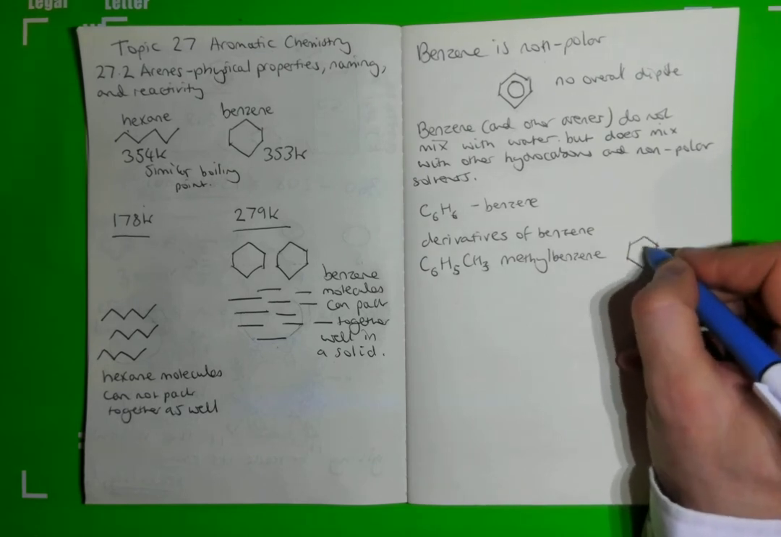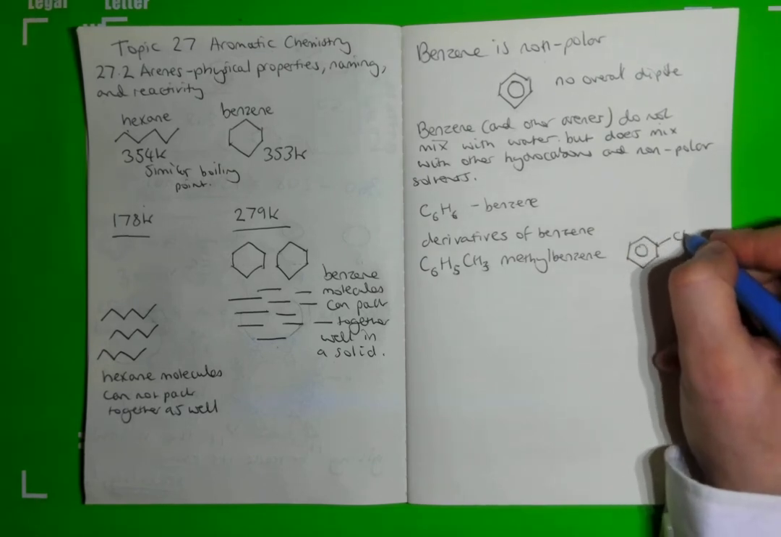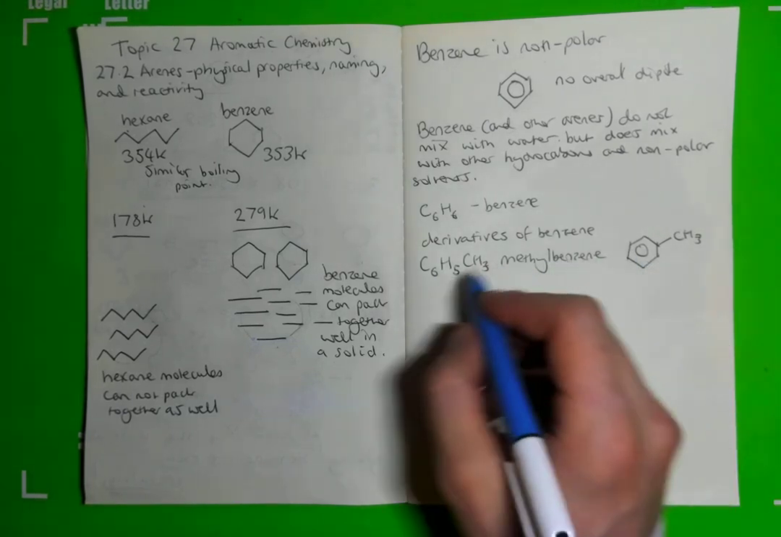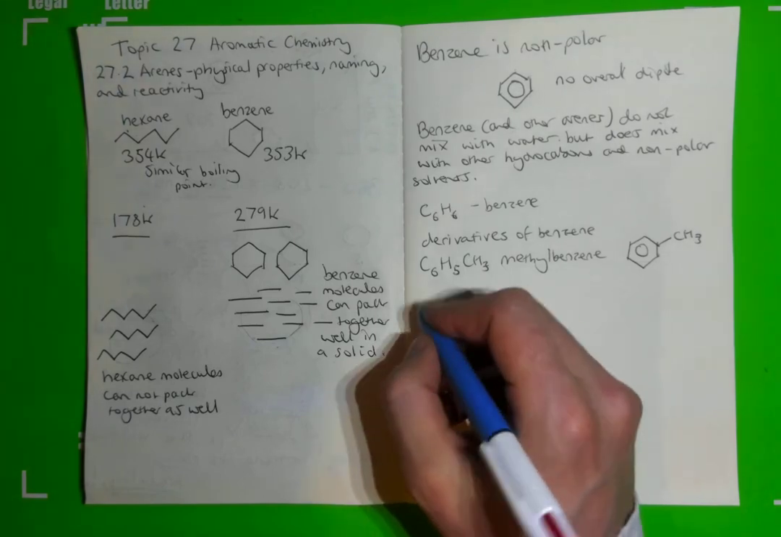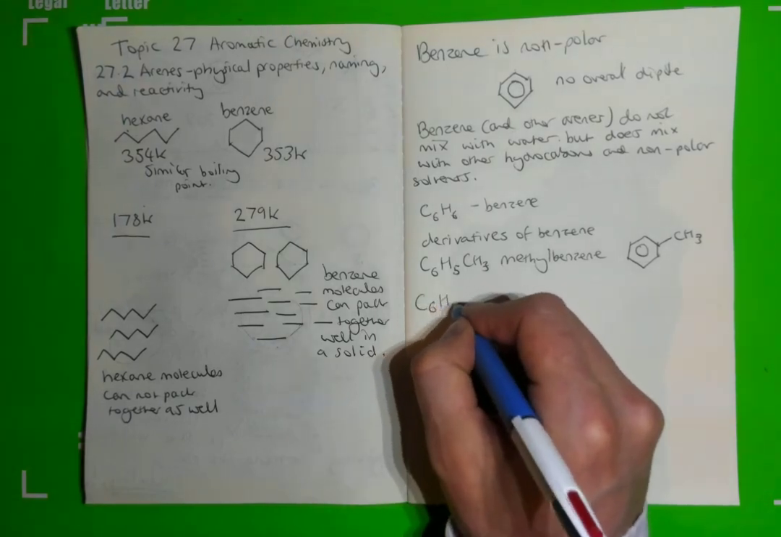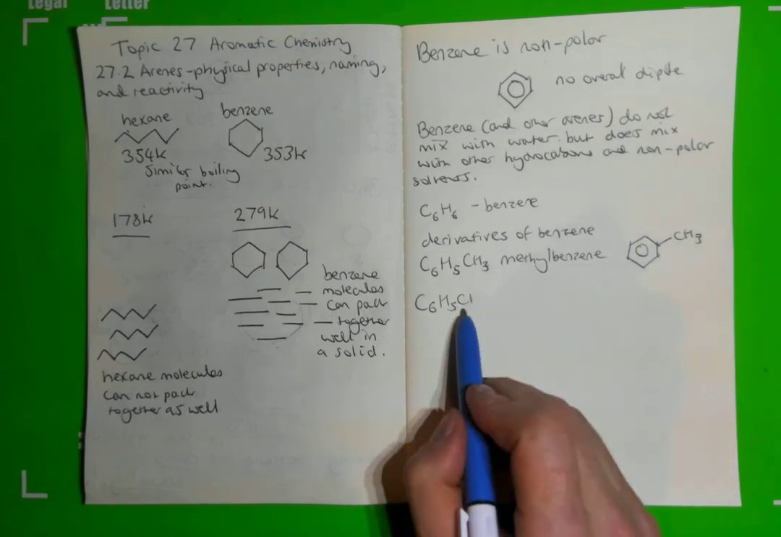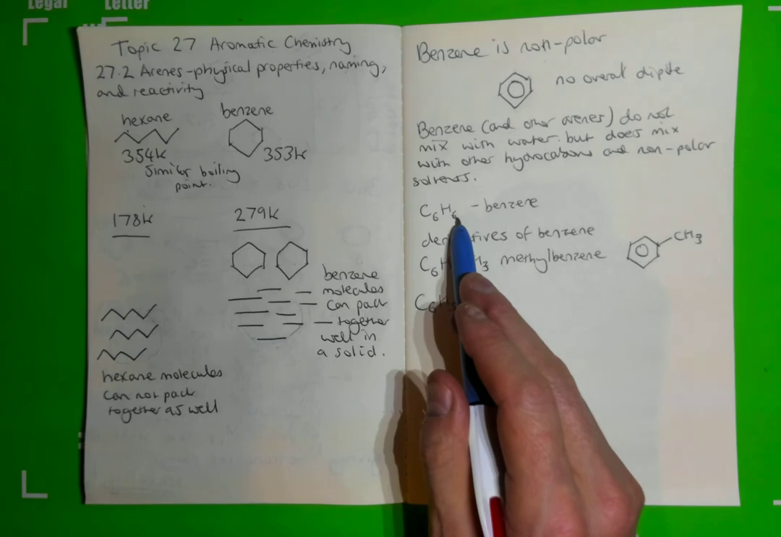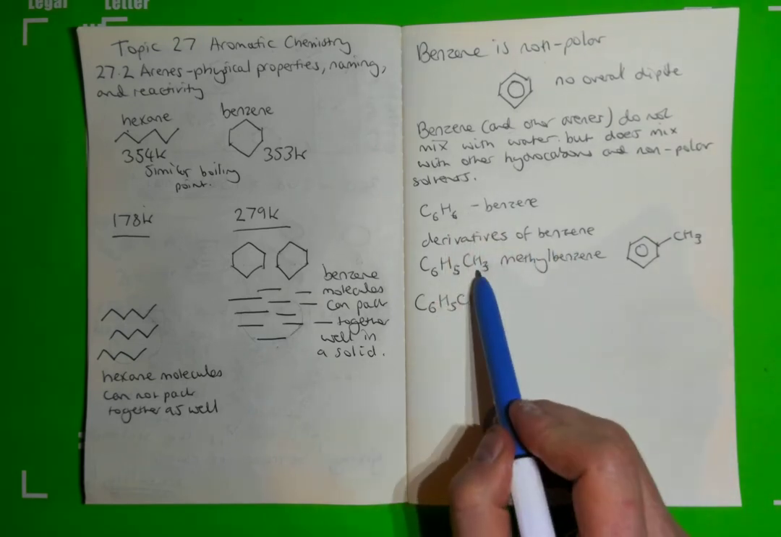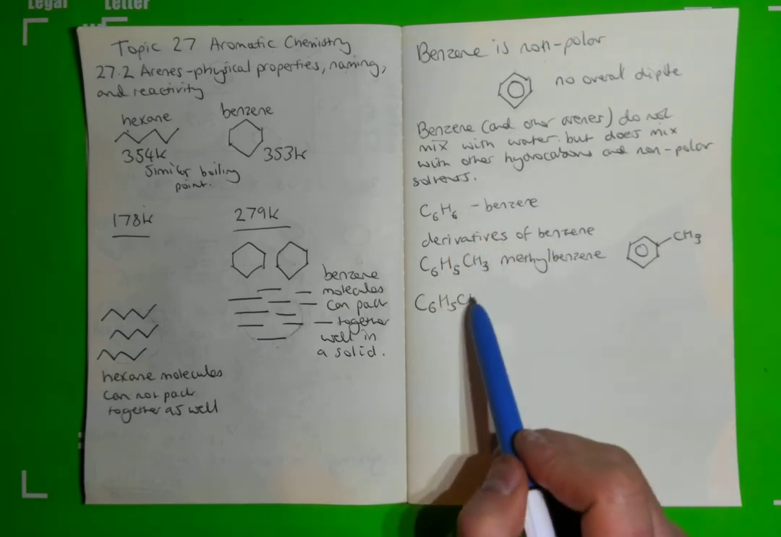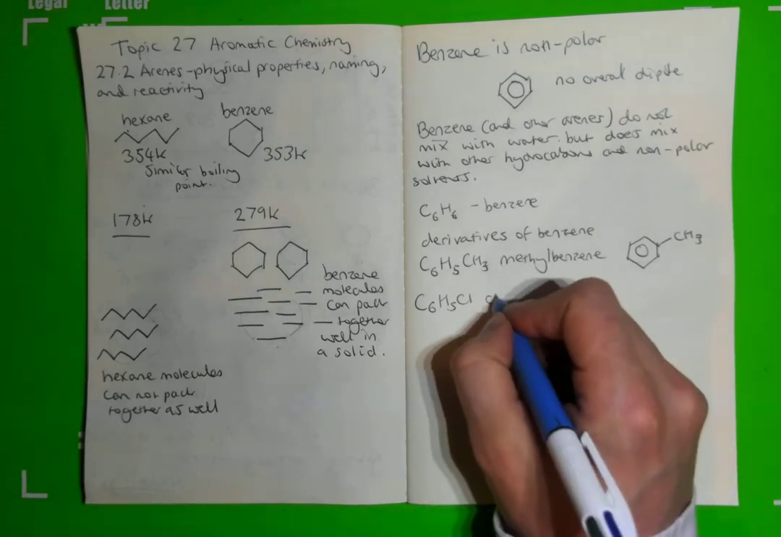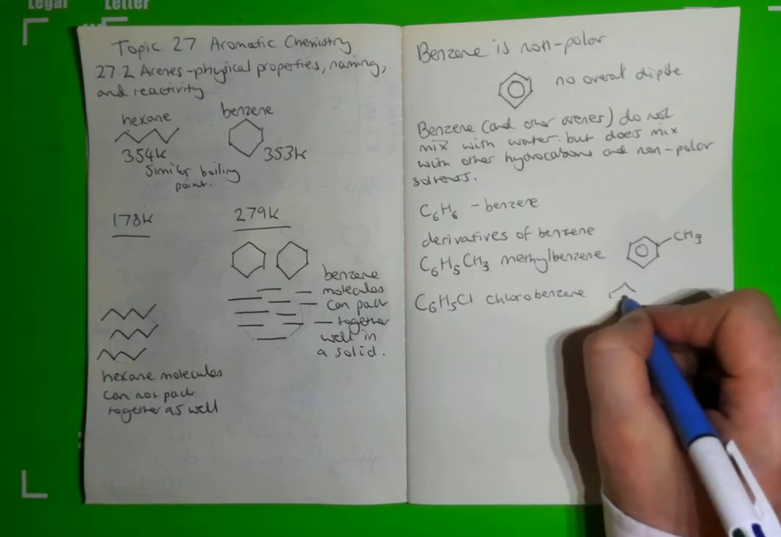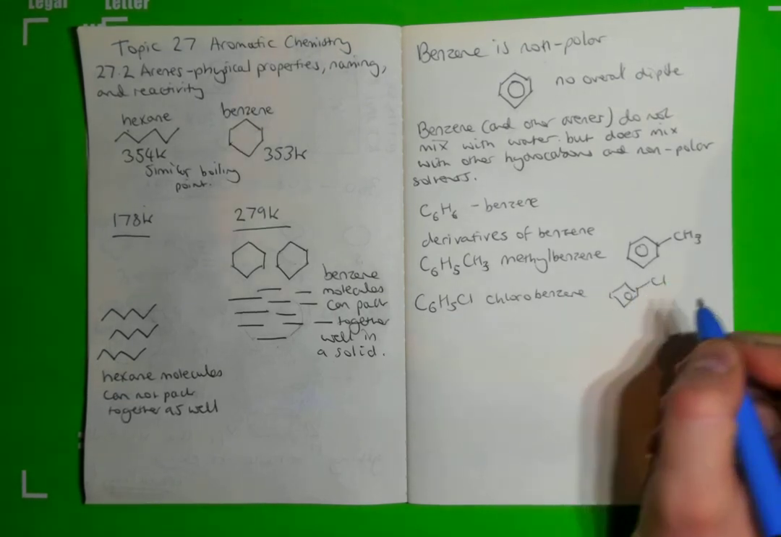And the skeletal formula of that will look like this. So this is methyl benzene. So what we've got here is chlorine, which replaces one of the hydrogens in benzene. If it was a methyl group, it's methyl benzene. If it's chlorine, it's therefore chlorobenzene. There we go.